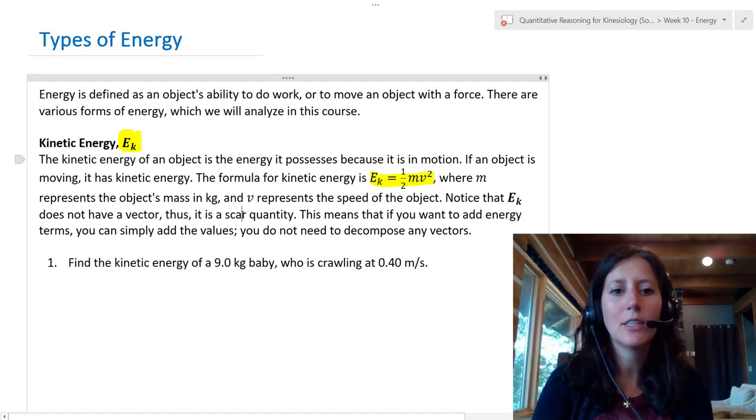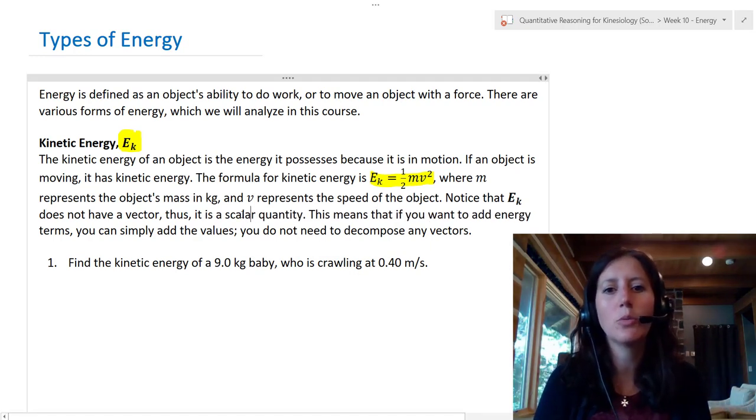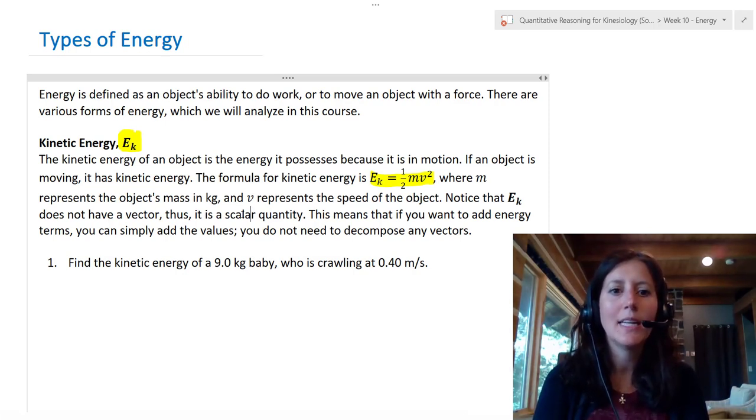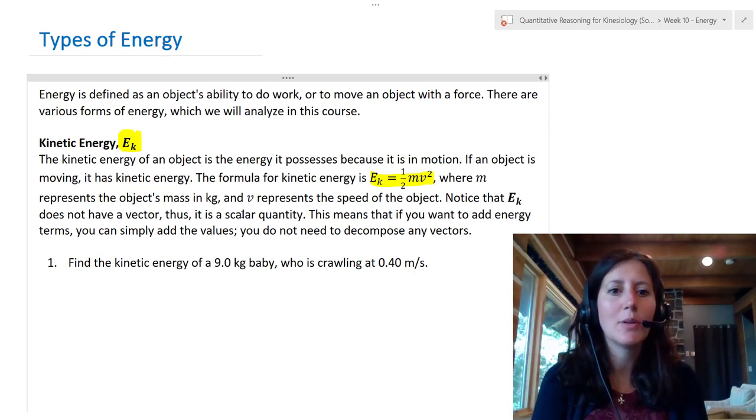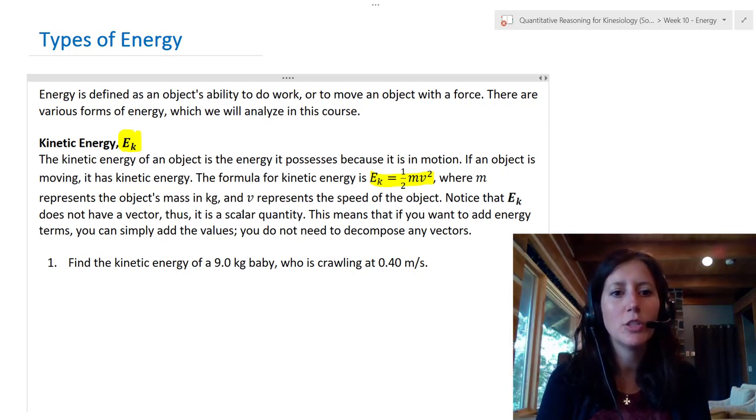So that makes things a little bit easier because you don't need to worry about adding vectors by decomposing them and adding them together and recomposing them. These are just numbers that you can add to each other as you would any other numbers. So it's a little bit easier to work with. If you want to add energy terms, you can just simply add the values. You don't need to decompose any vectors.